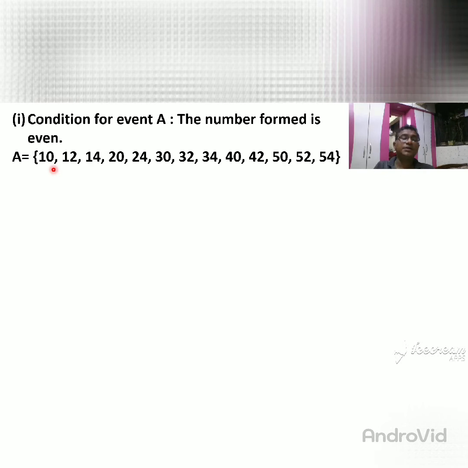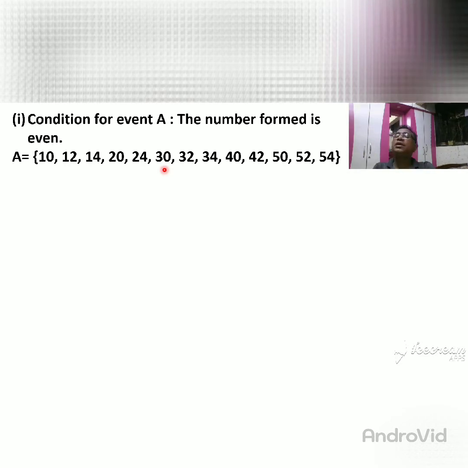So see here 10, after that 12, 14, 20, 24, 30, 32, 34, 40, 42, 50, 52, 54. Do you understand how to write the even numbers? All these even numbers which are written here are taken from the sample space, because they want even numbers.